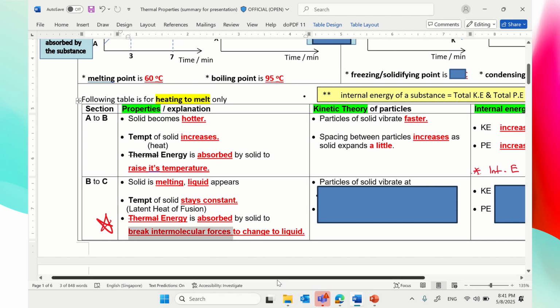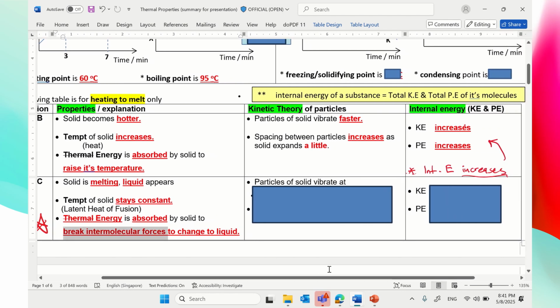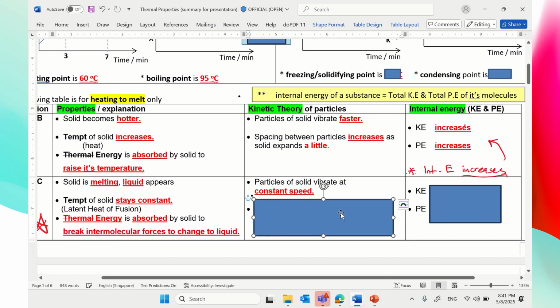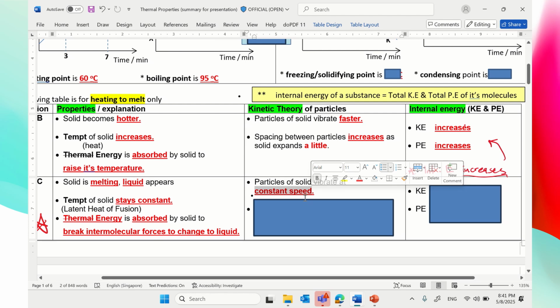Now going to the right side, during this part, what can we say about the kinetic theory? In terms of the movement, the molecules vibrate at constant speed. Do you know why it's constant speed? Because the temperature stays constant. Therefore, since there's no change in temperature, at this state the speed is constant. There's no change in speed.